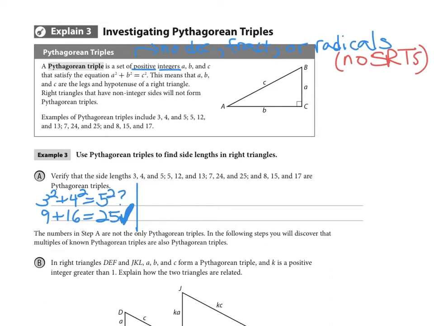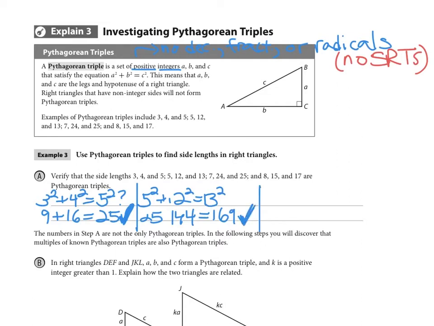The next one that's used pretty often is a 5, 12, 13. So let's see, does 5 squared plus 12 squared, does that come out equal to 13 squared? Well, 5 squared is 25, 12 squared is 144, and 13 squared is 169. Do those add up? Why, yes, they do. So that one checks out as well.